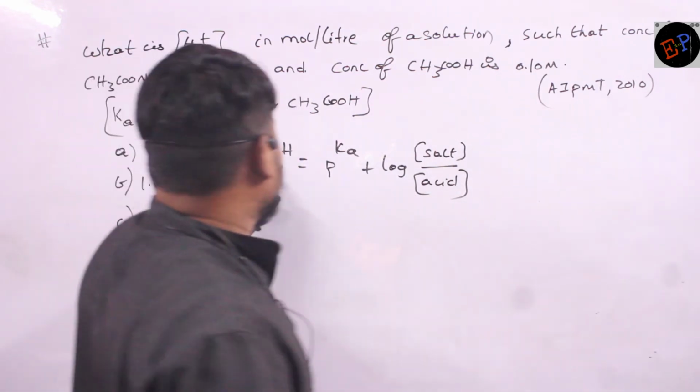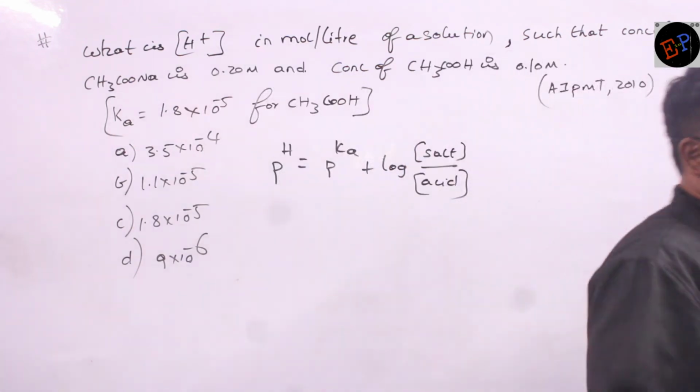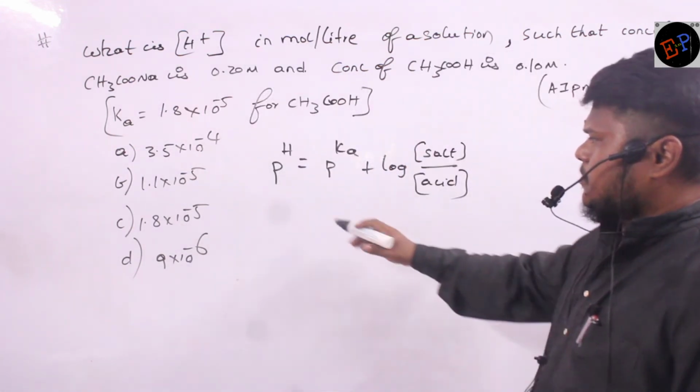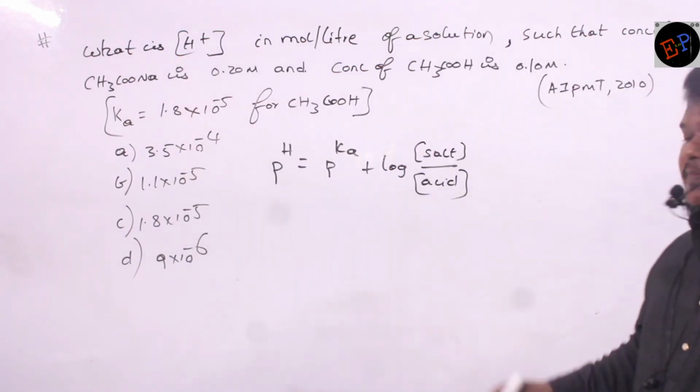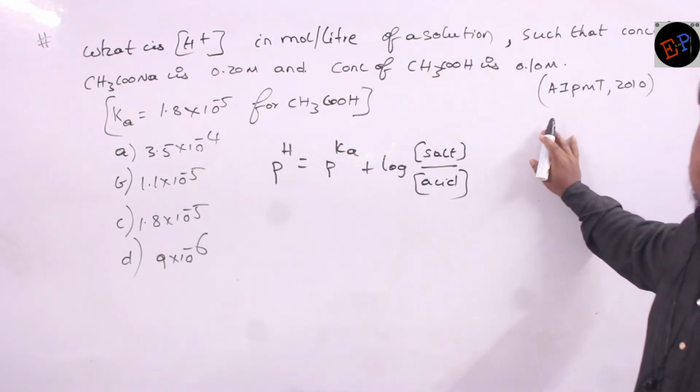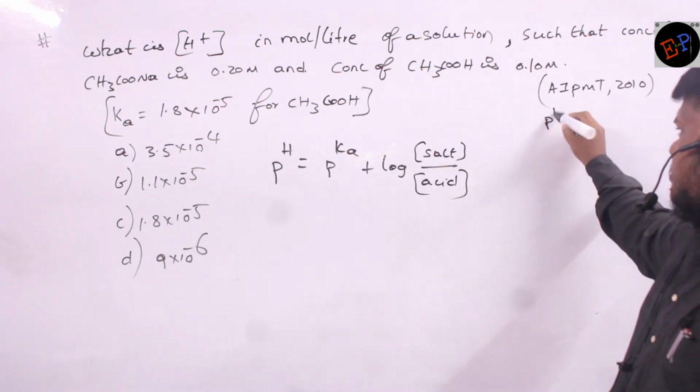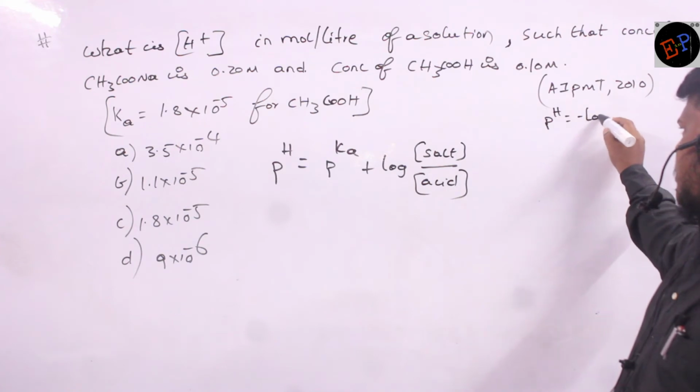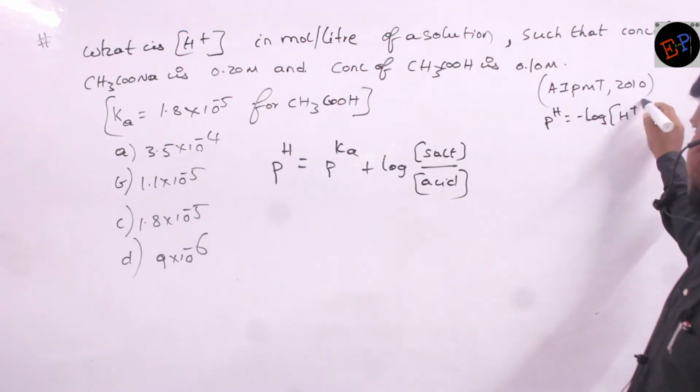He is asking for the H plus concentration. So what is the relation between pH and H plus? pH can be written as the negative logarithm of H plus ion concentration. That is pH.